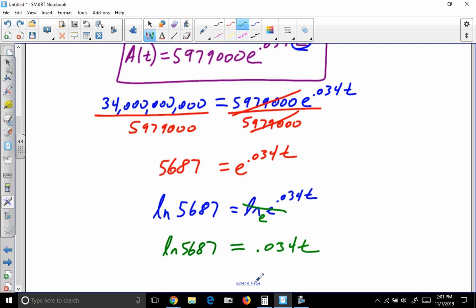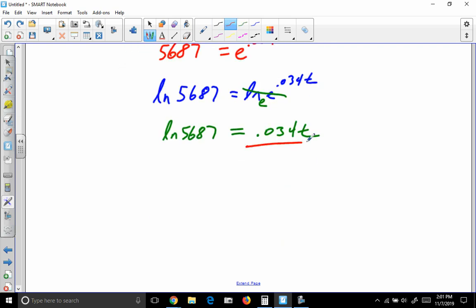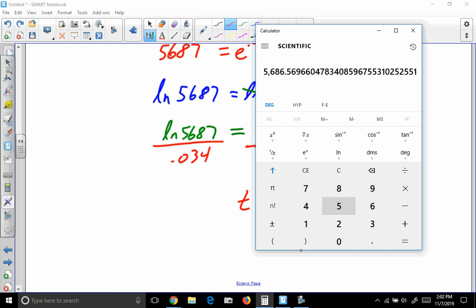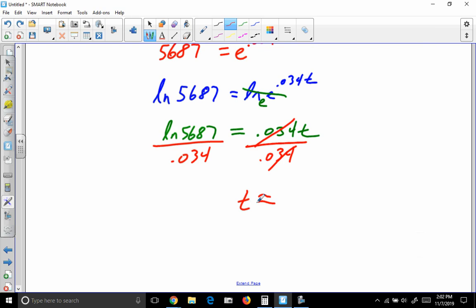And then if we want to get t by itself, we divide both sides by 0.034. So those cancel. So t is natural log of 5687 divided by 0.034. So about 254 years. So in 2.5 centuries, there would be one person per square yard if that remained a constant rate.